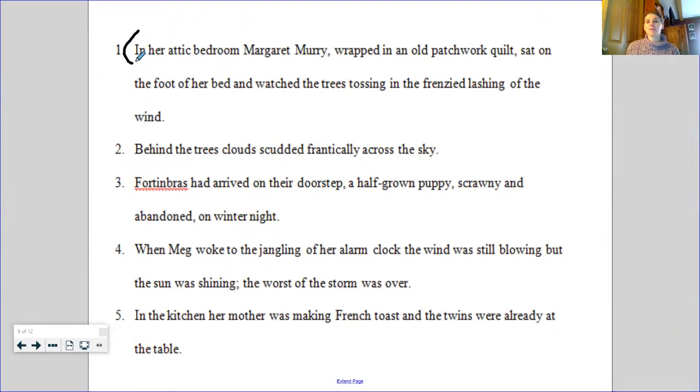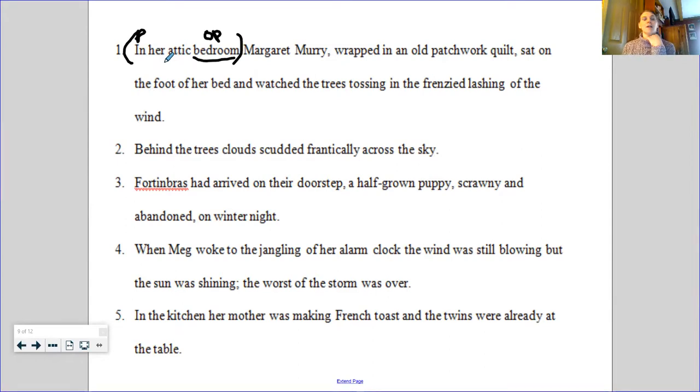In, where is it going to end? In her attic bedroom, all the way to the noun at the end. We'll underline that noun. We're going to label in with a P, and then the object of the preposition, which is the noun we underlined, is the OP. And then we have our determiner and our adjectives there as well.